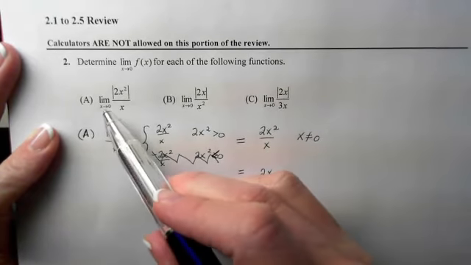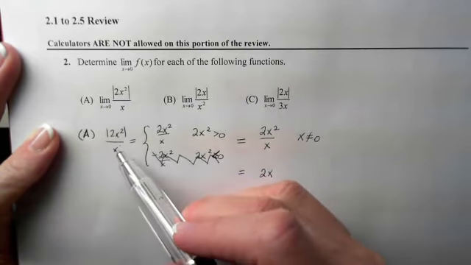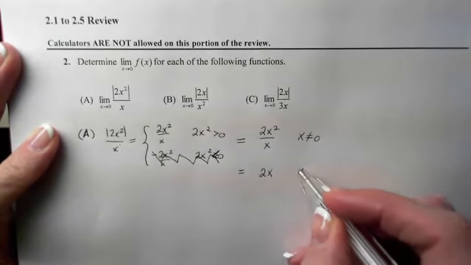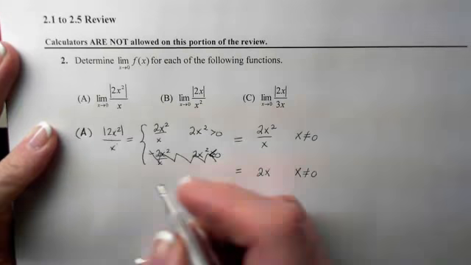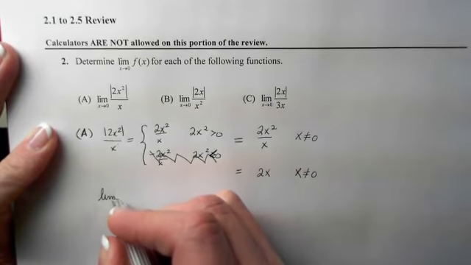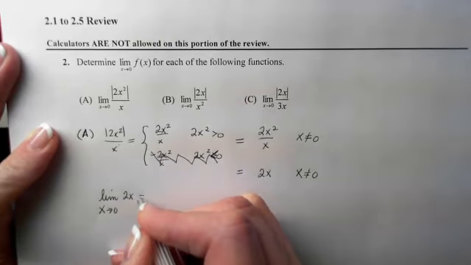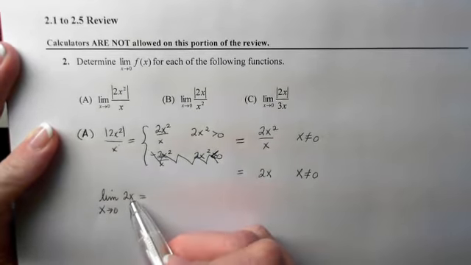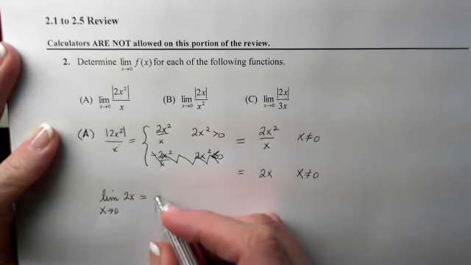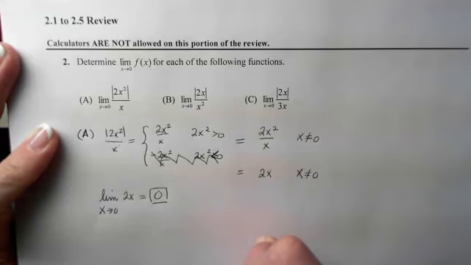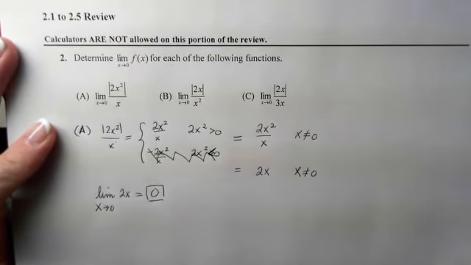Now notice we're interested in the limit of this function, which is equivalent to 2x as long as x does not equal 0. So I can rewrite this as the limit as x approaches 0 of 2x. Because 0 is not a problem for this, I can simply plug it in and get 0. So that's my answer. Now let's look at B.